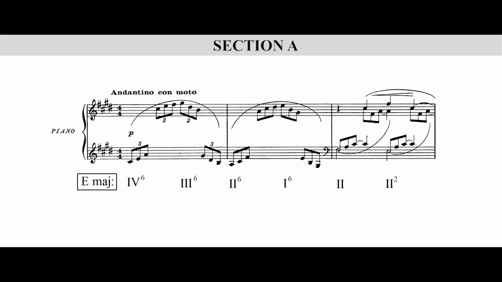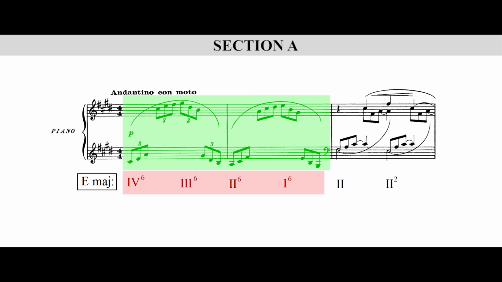Let's start with section A. The key is E major, but Debussy doesn't start on a tonic. Instead, he uses a parallel chord progression that starts with the subdominant. The basic structure is just an up and downward arpeggio. The consequence of using no melody or any other voice, and the fact that there is no strong cadence, is that we don't feel at the beginning of a piece.